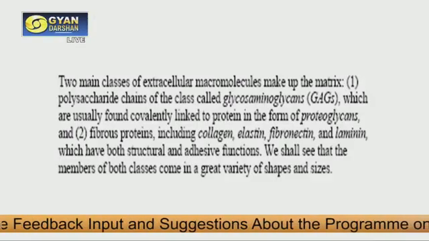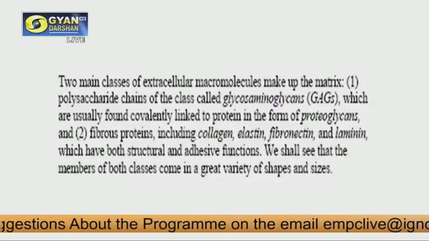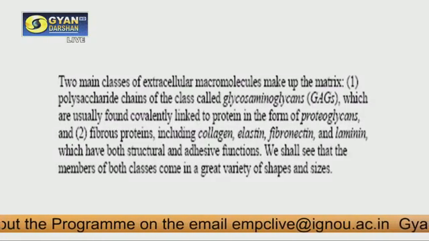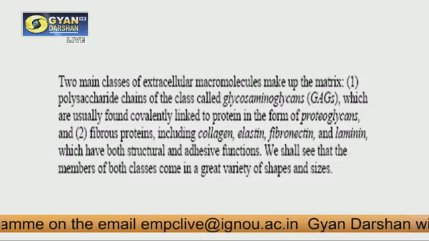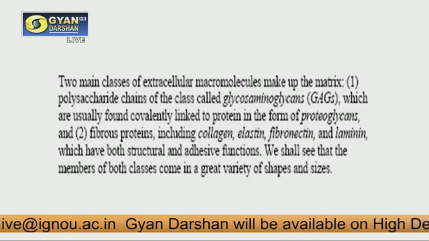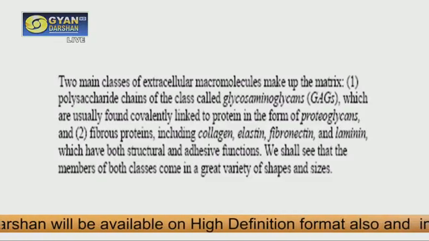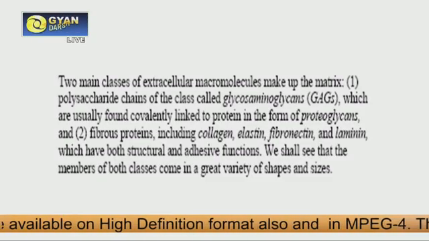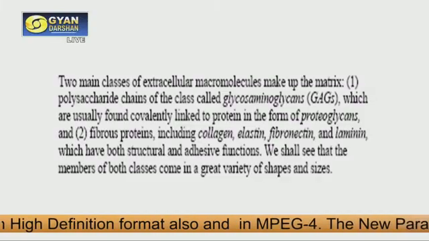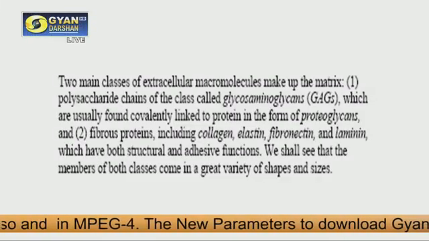So two main macromolecules, as I said, are the components. One is glycosaminoglycan or GAGs, which are covalently linked to protein in the form of proteoglycans. So in an ECM you have the proteoglycans, that is the GAGs, linked to the protein. And what are those proteins? You have the different fibrous proteins including collagen, elastin, fibronectin and laminin, as I have already mentioned.